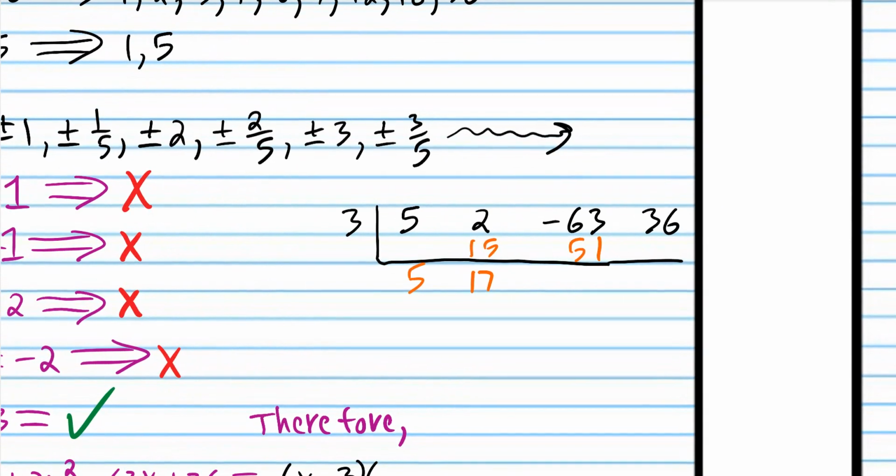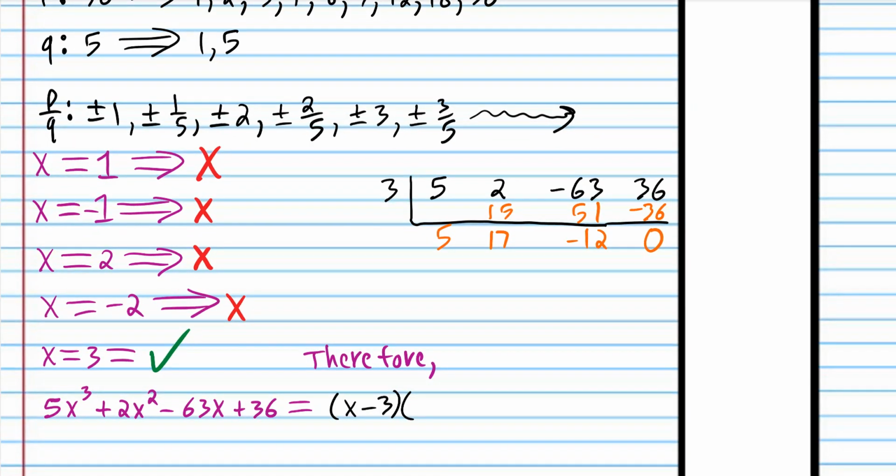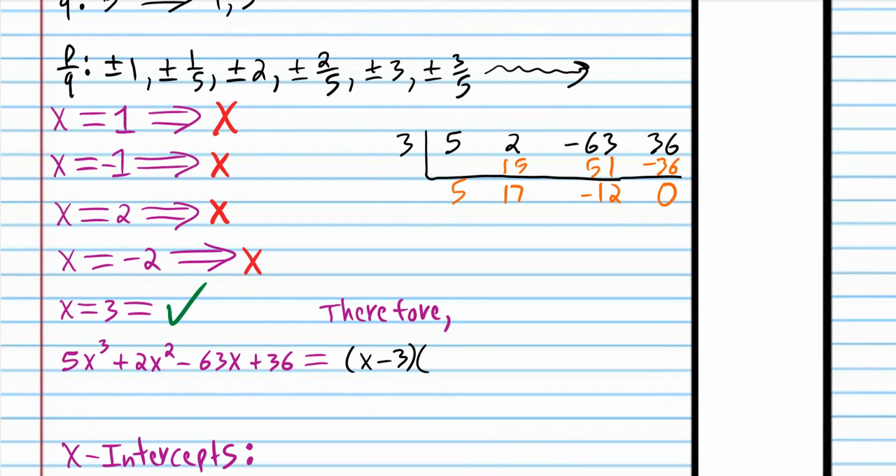And then we get negative 12, multiply, we get negative 36, the remainder is 0. So that's a good sign. That means that we did it correctly. So x minus 3 times, and let's write the depressed polynomial 5x squared plus 17x minus 12. We got those numbers from there.